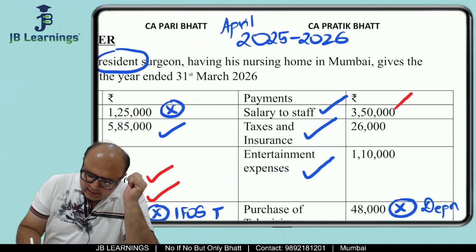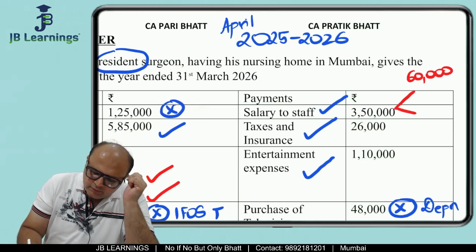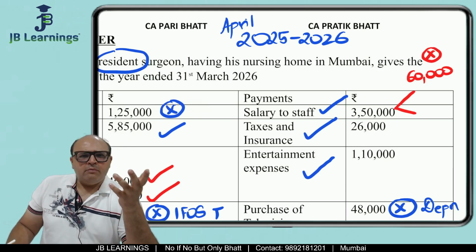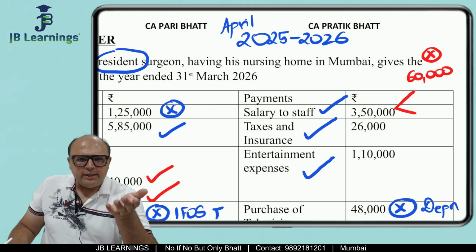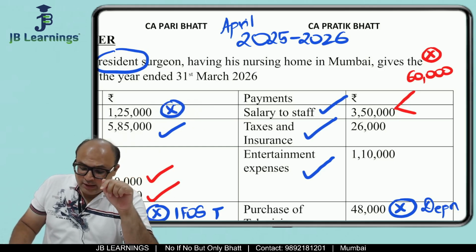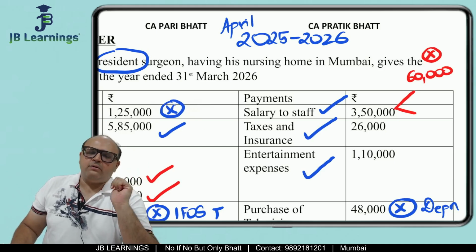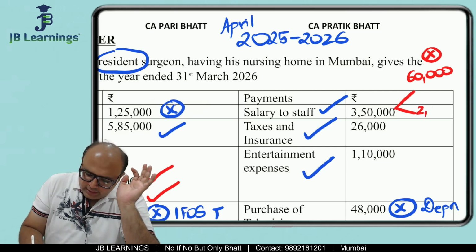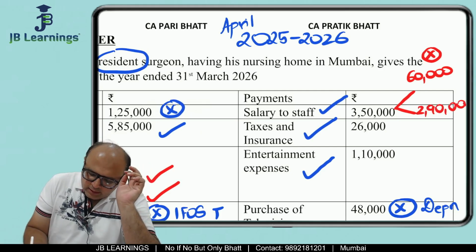So out of this salary, 60,000 paid in cash is not allowed. What is the reason of this being not allowed? Is it because it is paid to relatives? No. Because even if you make a payment to relatives and that amount is a reasonable amount, it is allowed. But the reason is it is paid in cash more than 10,000. So the entire 60,000 would be not allowed and the balance 2,90,000 would be allowed.